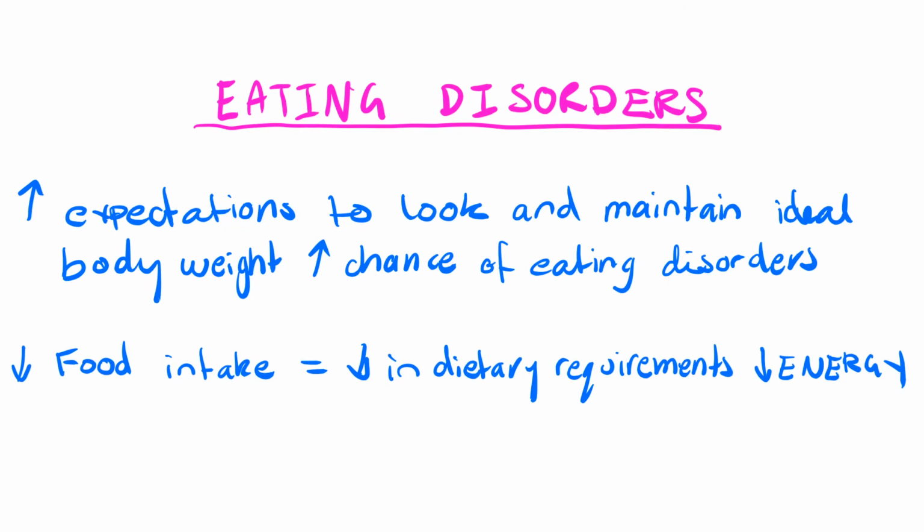So the next issue that we have a look at, which female athletes need to be careful of, is eating disorders. Now, when we look at eating disorders, these obviously affect male and female athletes, but female athletes are more likely to suffer from eating disorders. There's lots of reasons why, but generally it's because there are increased expectations for female athletes to look and maintain ideal body weight. And so therefore there's an increased chance of eating disorders amongst women.